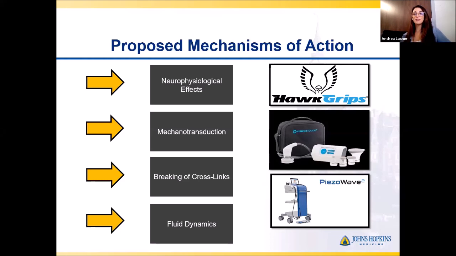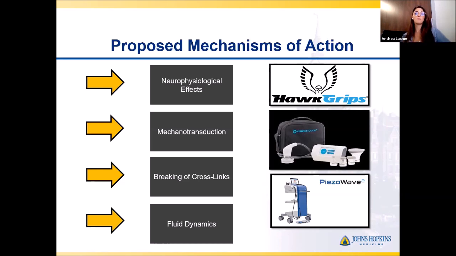Breaking of crosslinks, you can dig thumbs into patients, right, and try to really do cross-friction massage or work on scar adhesion. You can get mechanotransduction to be stimulated even through exercise. And then the neurophysiological effect is really more of the gate theory, where you're trying to roadblock that pain mechanism.